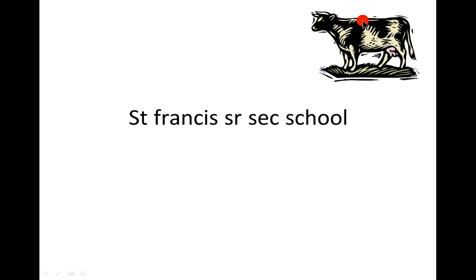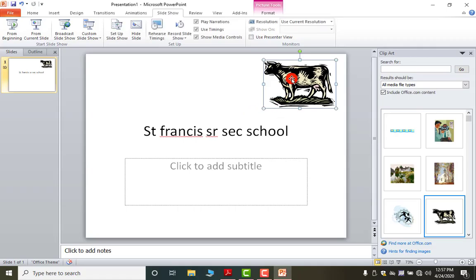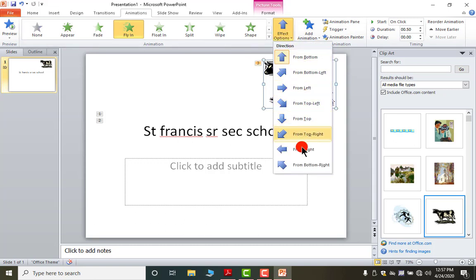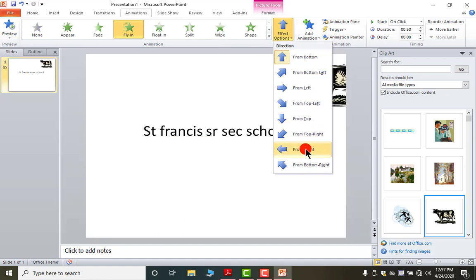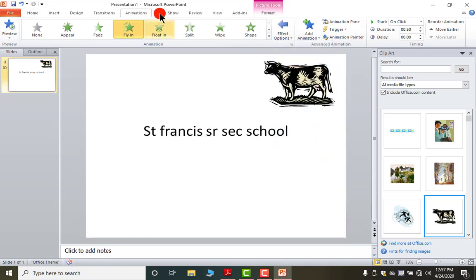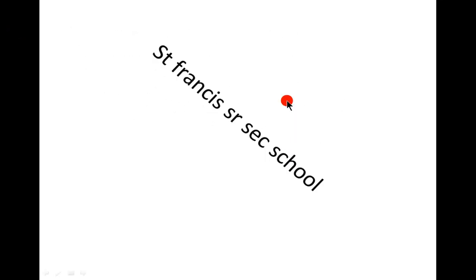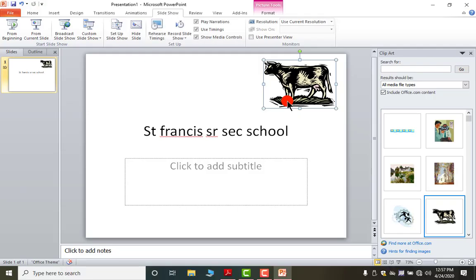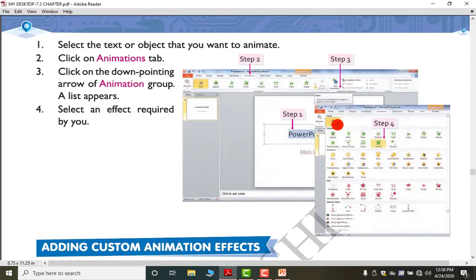Okay, you can control the direction. It is coming from downside. If you say, sir, I want to bring in from right side or left side, so you have to click on this cow, click on this animation tab, and click on this effects option. From here you can select anyone from left, right, top, whatever. Look, now if you play this one, then this one. Okay, this is the way by which you can apply animation effects. So all the steps are given here. You can try it by your own.